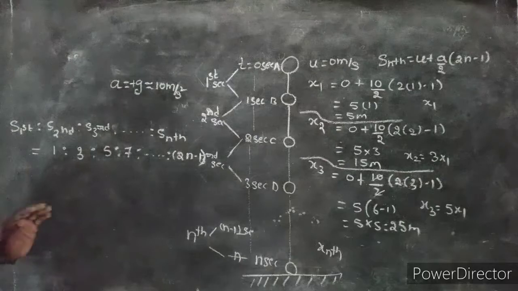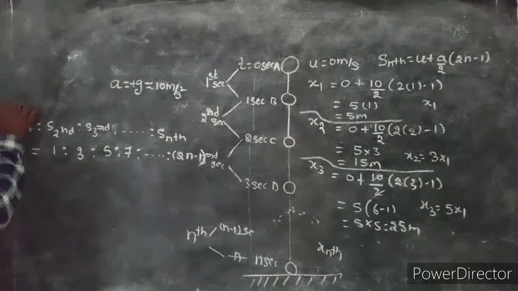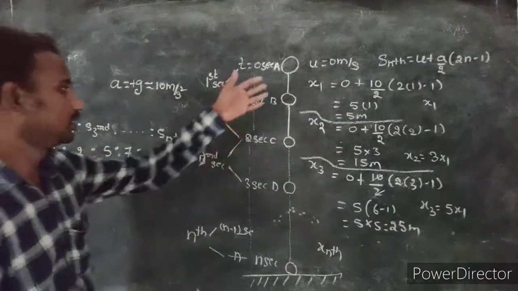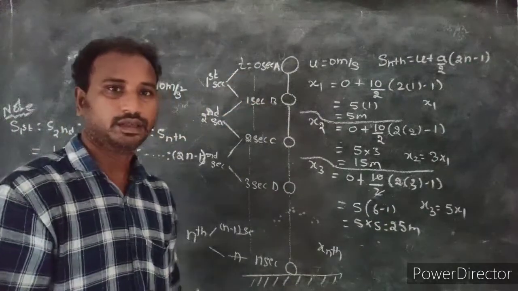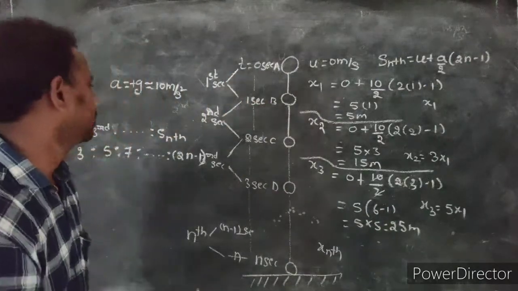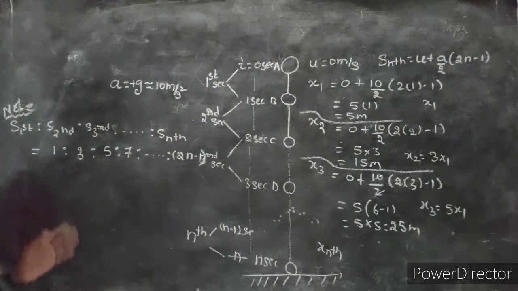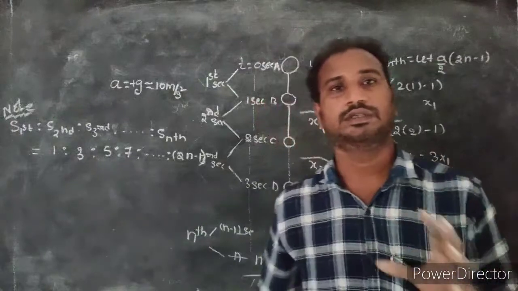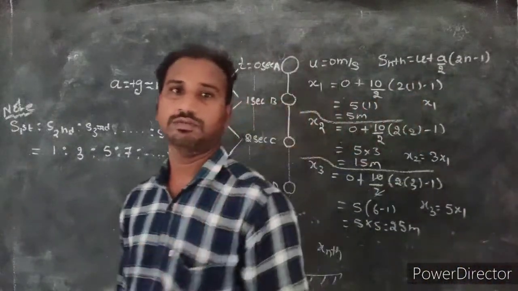Okay, 2n minus 1. It is a very important relation expressed by this example. Very important relation. This relation is expressed by this example problem. We have to concentrate on this example problem.